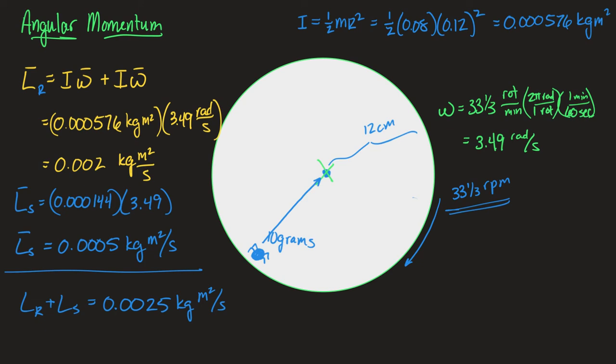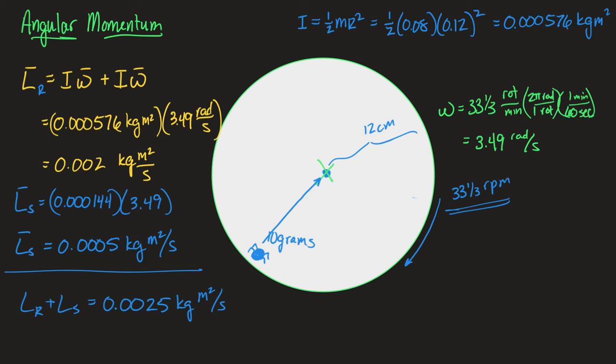Nothing about the record changes, except the fact that the spider's moment of inertia is now being reduced. And since the spider is part of the system, the system's moment of inertia is now changing. And since the system's moment of inertia is changing, the angular speed is going to have to change.